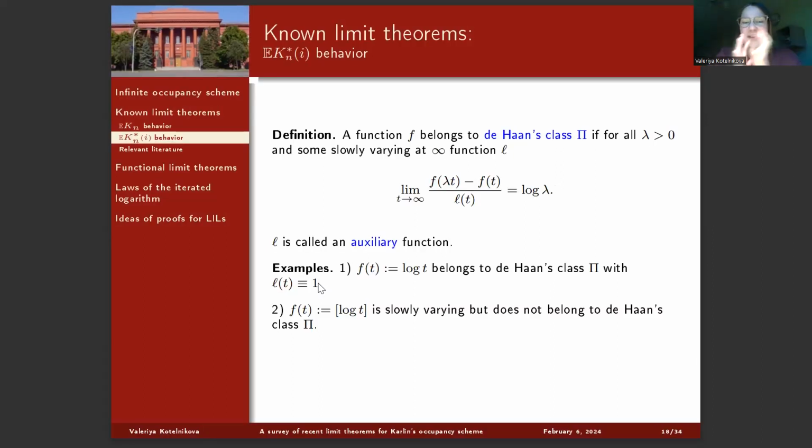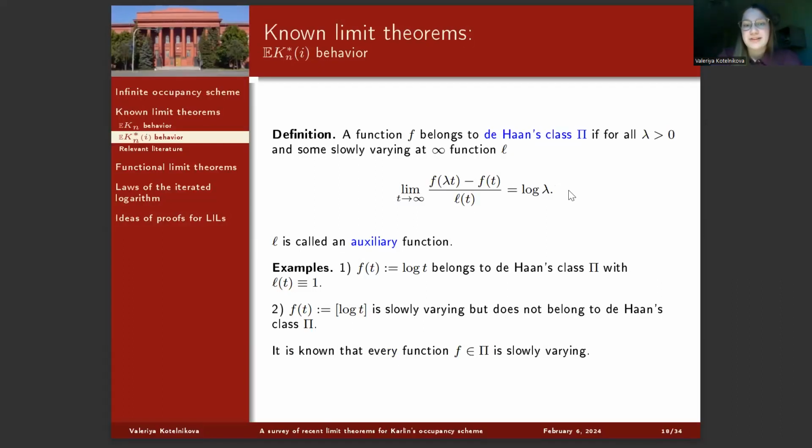However, the function which is the integer part of t, even though it is slowly varying, doesn't belong to the Thesession class pi, because you cannot come up with any normalization which depends only on t, so that in the limit you will get logarithm lambda.